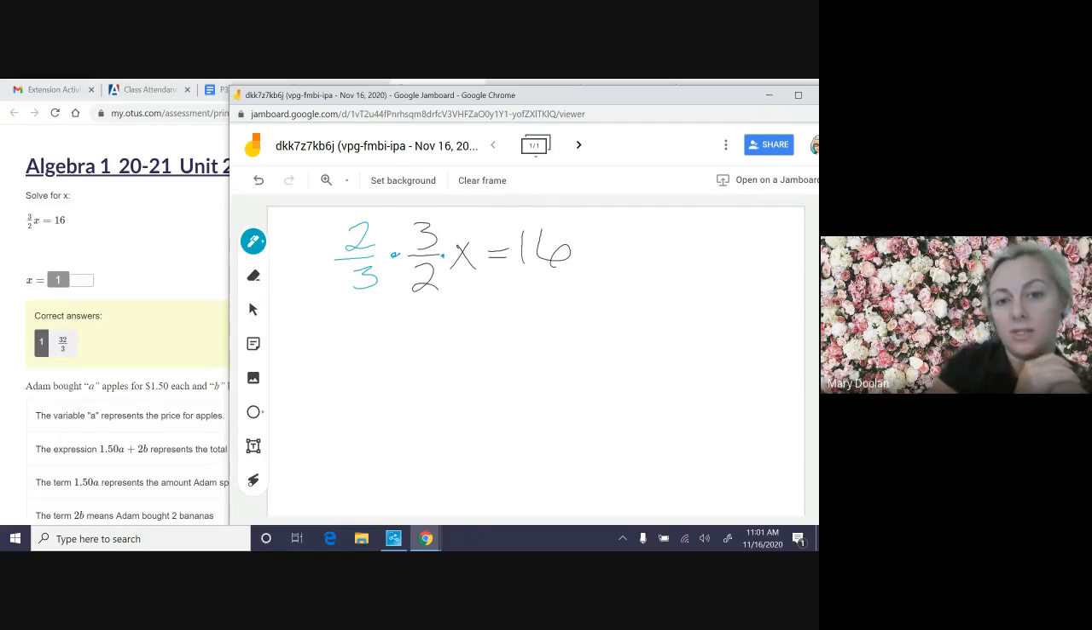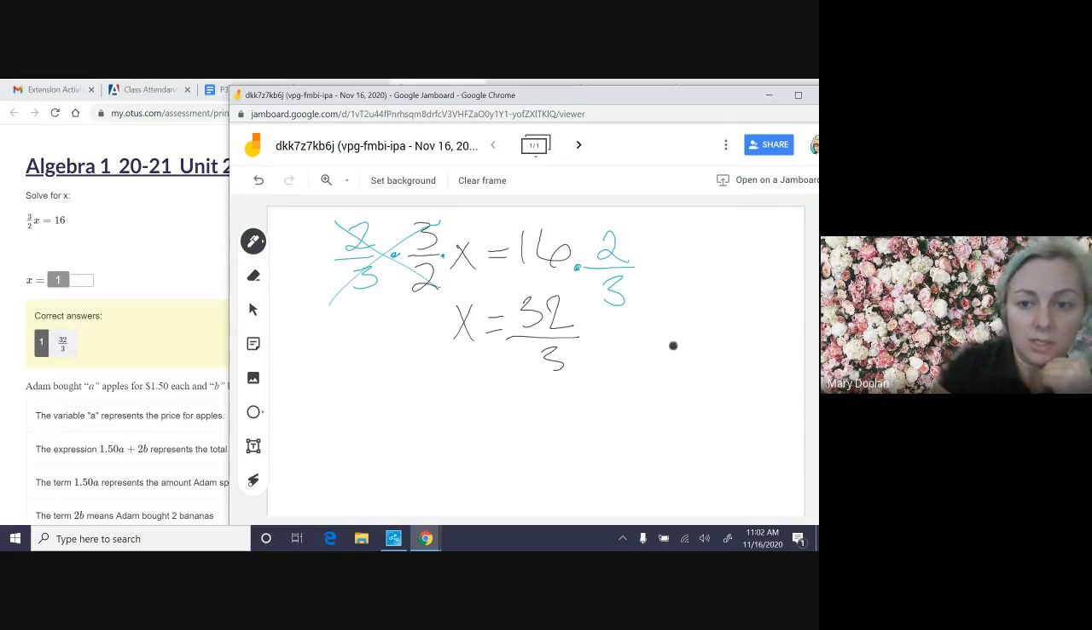Okay, so I'm going to multiply the left by 2/3, and I'm also going to multiply the right-hand side by 2/3. These cancel. Okay, and then what I'm left with is x is equal to 16 times 2 is 32, and then my denominator is 3. So that's why our correct answer is, it shows in the yellow box right there, 32/3, 32/3.